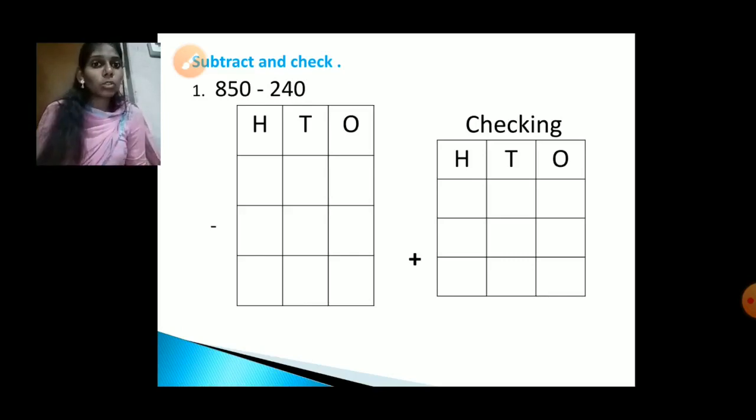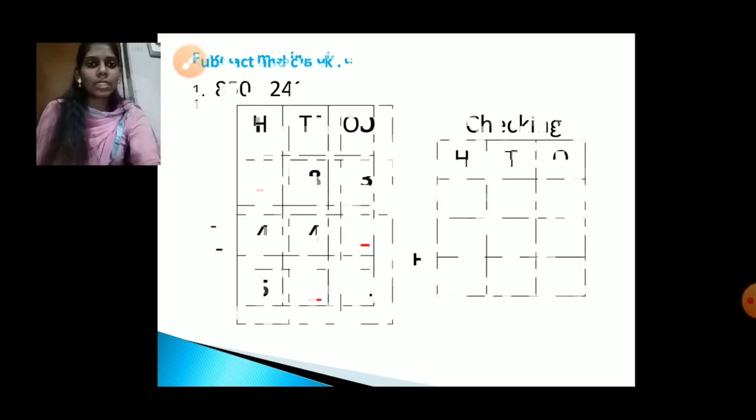For that purpose, what will we do? We will add the difference and the smaller number. Correct? If you get the bigger number, it means your subtraction is correct. If you do not get the bigger number, it means something went wrong, that is, your answer is wrong. Right? So in short, it is a checking method. Done? Okay.